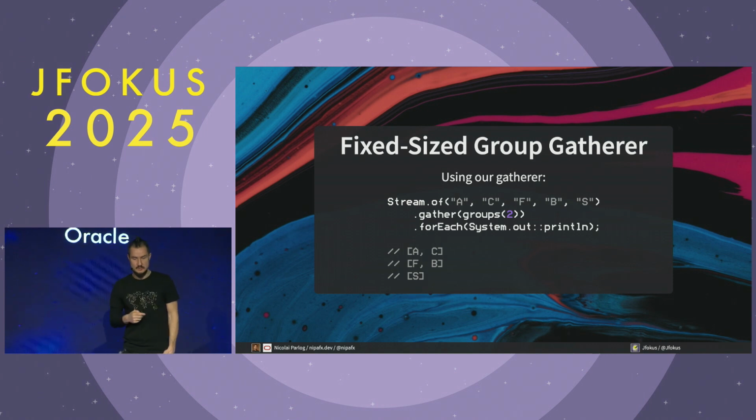Good. This is how we'd use it. As I said, with a static import, and then the output would be AC as a group, FB as a group, and then S as a group. And as I mentioned, if S is empty, the code that I showed you will actually have an empty list at the end, which is not intended.